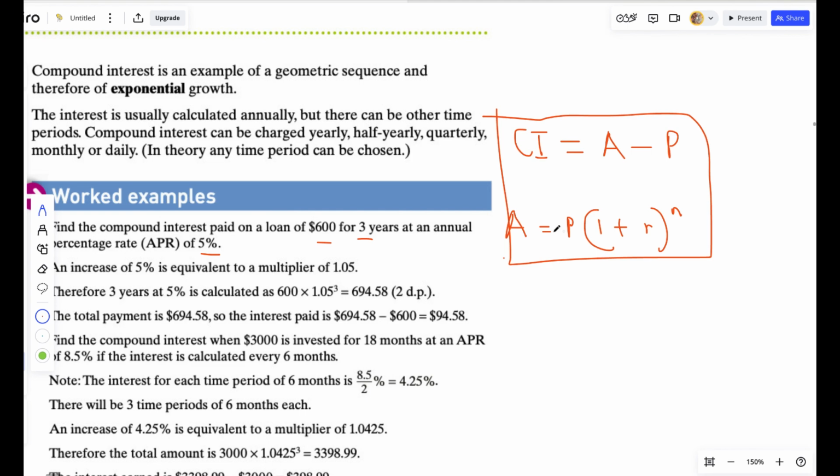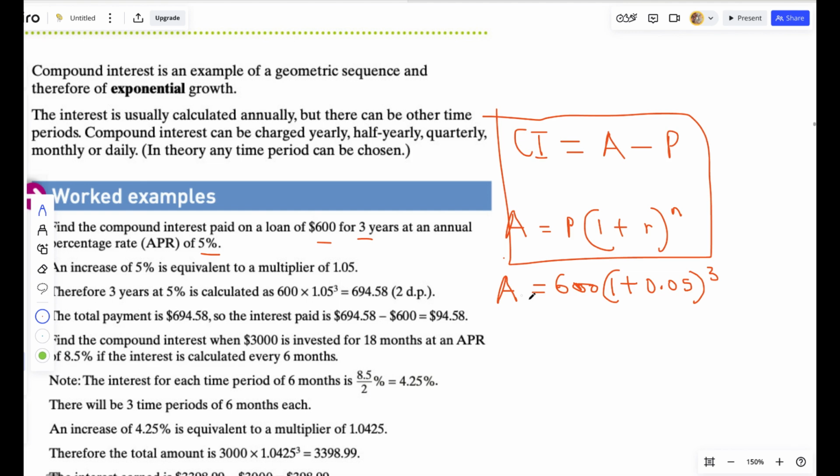Now let's calculate the amount, because if you don't know the amount, you cannot calculate the compound interest. So amount is equal to the principal, which is $600, into 1 plus, what's the rate? The rate is 5. So I'll change this one to decimal. 5 divided by 100, I'll get 0.05. So I write here 1 plus 0.05, raised to the power of the number of years. How many years? 3 years. The loan is for 3 years, so we write 3 here. Remember, this is equal to the amount.